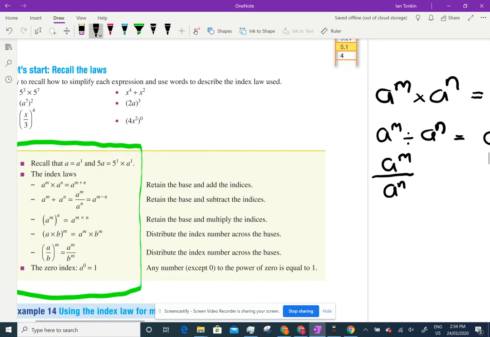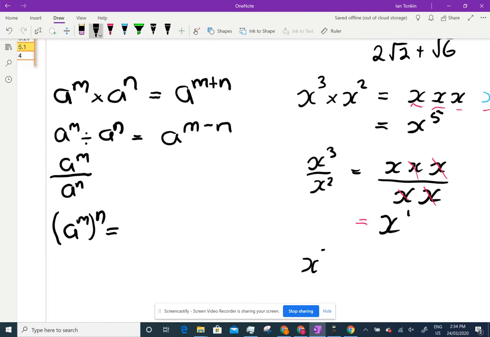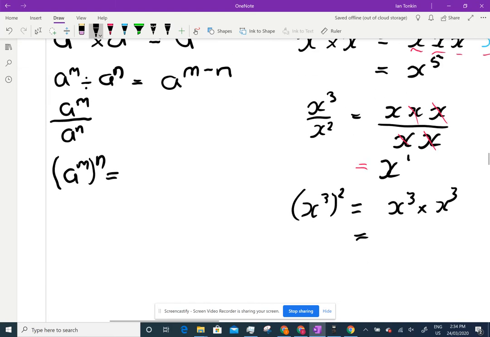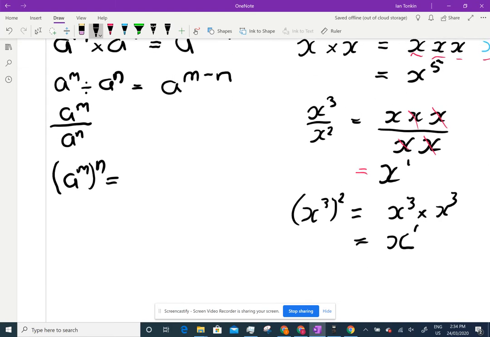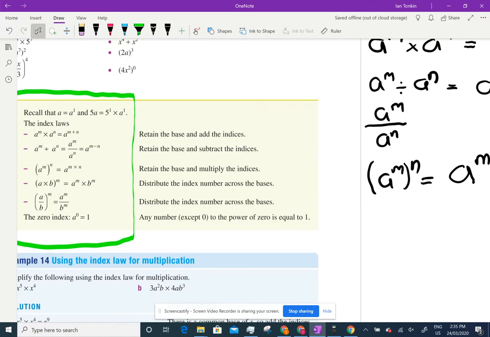Now, the other one, power of a power. So when I've got a to the m, all to the n, well, that means n repetitions of a to the m. So again, let's do this. x cubed squared, well, that means x cubed times x cubed. And if we use our first law, that's x to the 6. And there we go. We just multiply the powers. So in here, a to the m to the n means that we're going to multiply. Normally I wouldn't write that multiplication in, but otherwise you might forget it.